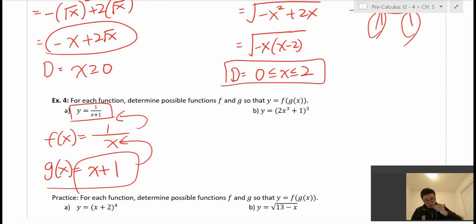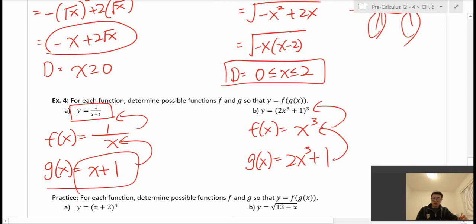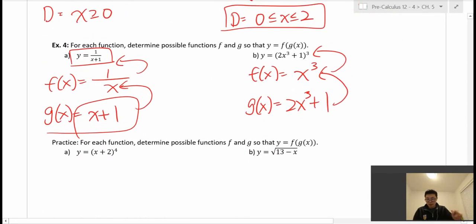Same thing with part B. You can see the overall structure is f of x, which is going to be x cubed. That's the overall structure, something cubed. And the inside function, this one's easy to tell because it's inside the bracket. The inside function is 2x cubed plus 1. Okay, so if you put this inside that, you get this. Okay, good. Easy, not too difficult, I hope. Here are the last 2 practice questions for you to do. Hopefully you'll get them quite easily. Okay, good luck.